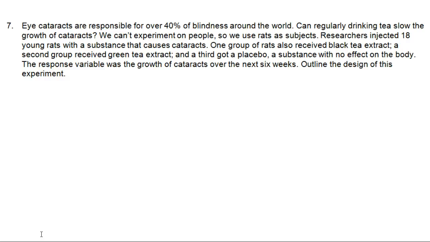Alright, last question. Eye cataracts are responsible for over 40% of blindness around the world. Can regularly drinking tea slow the growth of cataracts? We can't experiment on people, so we use rats as subjects. Researchers injected 18 young rats with a substance that causes cataracts. One group of rats also received black tea extract. A second group received green tea extract, and a third got a placebo, a substance with no effect on the body. The response variable was the growth of cataracts over the next 6 weeks. Outline the design of this experiment.